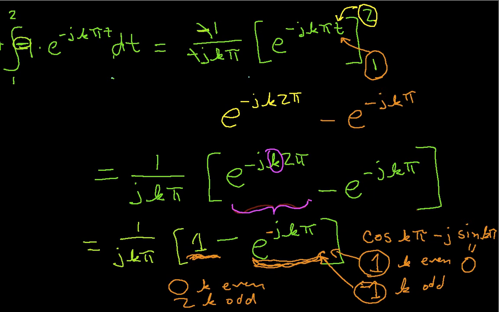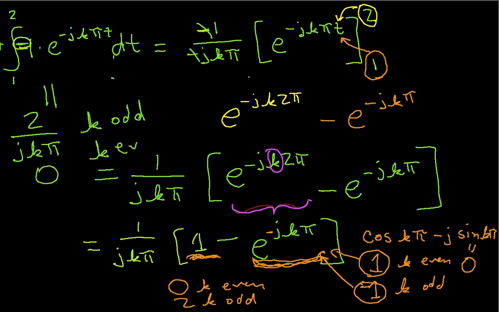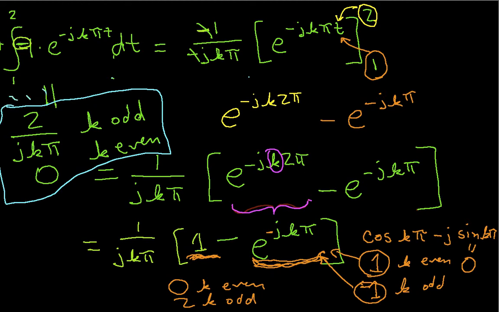Okay, so what that means is that this term in our integral I can actually write very simply now as being 2 over j k pi when k is odd, or 0 when k is even. Green was sort of a goofy color to choose there. We'll box this with a little turquoise, make it stand out. So there you have it. That's one of the simplifying results that we get.